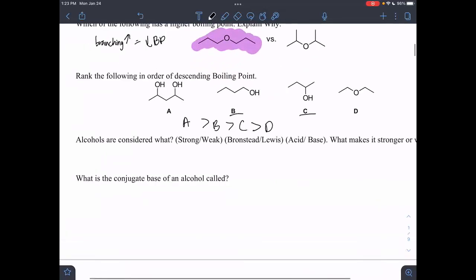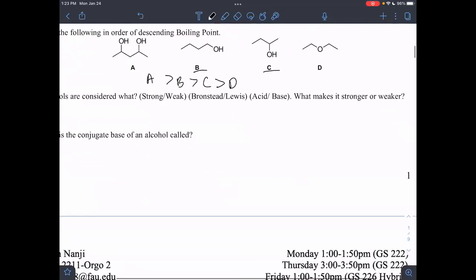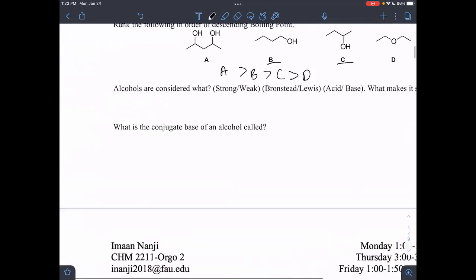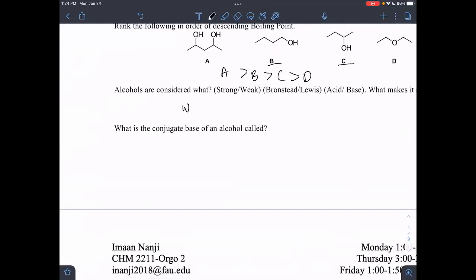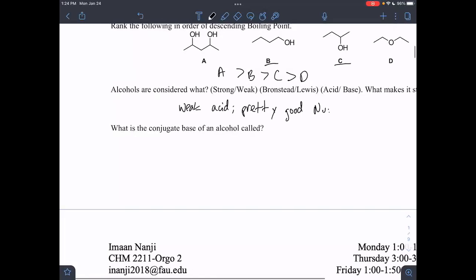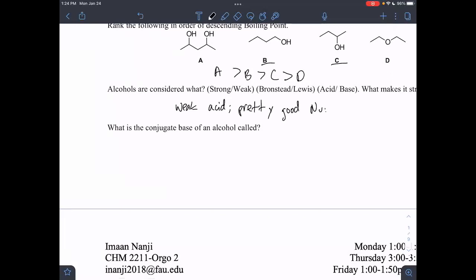Okay, I really don't like this question, so I'm going to get rid of it because it's technically a weak Bronsted acid, but it can also act as a Bronsted base. And I don't know if it's a stronger weak Lewis acid or base, whatever. I don't like this one because it can act as literally everything. But what you should know is that it's a weak acid. And it's a pretty good nucleophile, which is why we use it as a nucleophile.